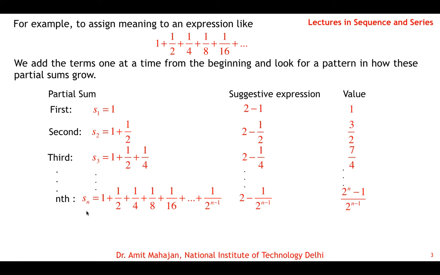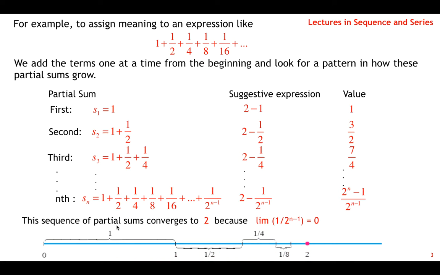When n becomes large, if I take the limit as n tends to infinity on this partial sum, we expect the limit value to be equal to this sum value. When n becomes large, we expect this term to become smaller and smaller, so this difference will get closer and closer to 2. So the sequence of partial sums converges to 2, because the limit as n tends to infinity of this number is 0. Okay, so this sum is equal to 2.